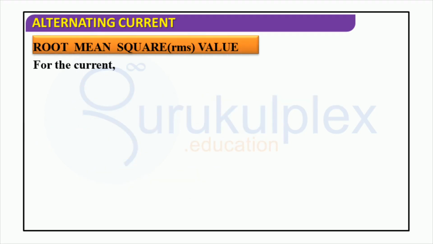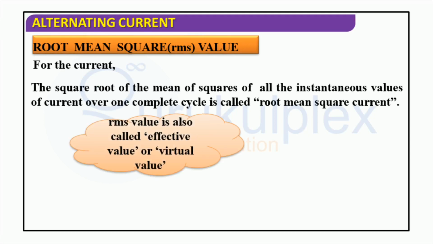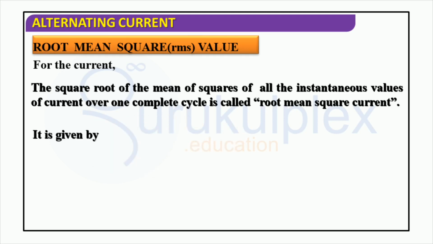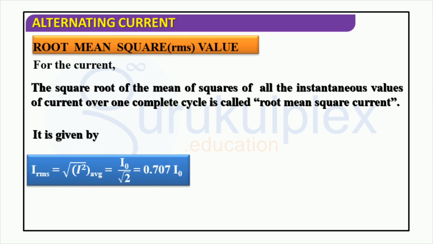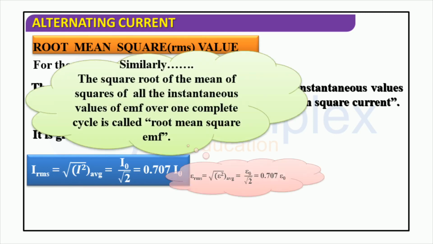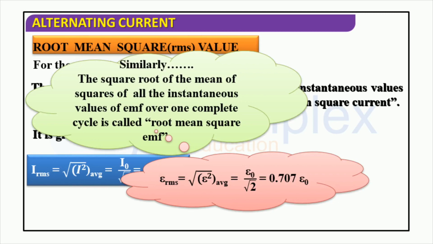The root mean square or RMS value of current is the square root of the mean of squares of all the instantaneous values of current over one complete cycle. It is also called the effective value, or virtual value, of current. Similarly, for the alternating current, the root mean square or RMS value of the EMF is also the square root of the mean of squares of all the instantaneous values of EMF over one complete cycle.